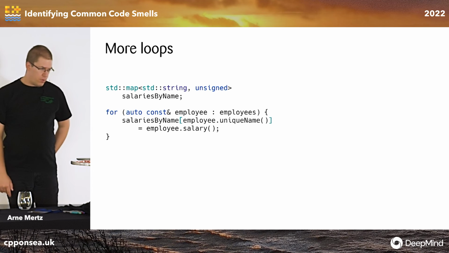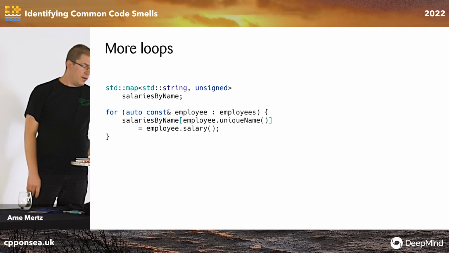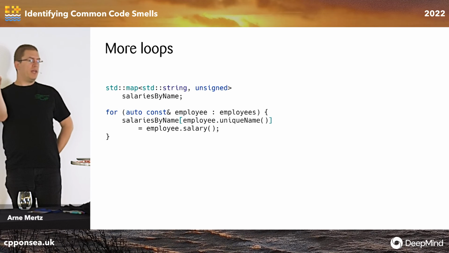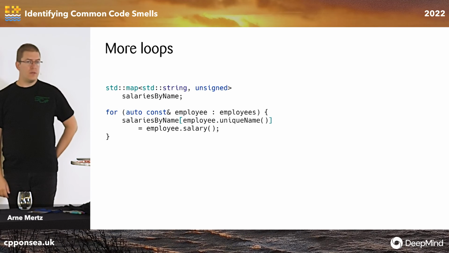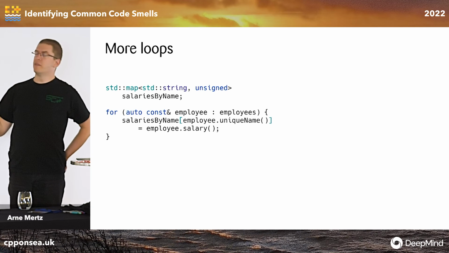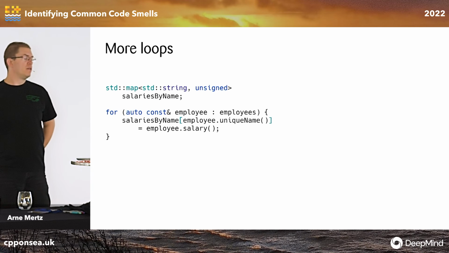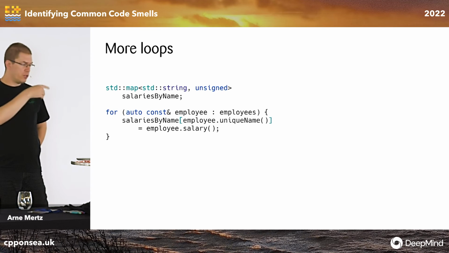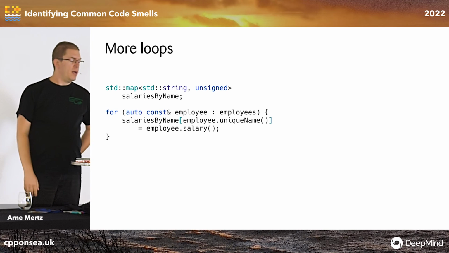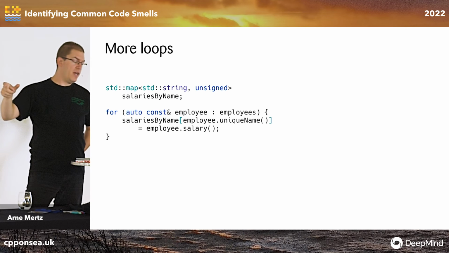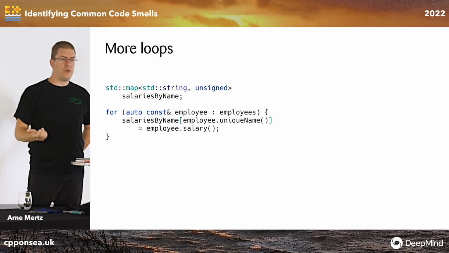Let's do something more complex. We have a map where we want to have the salaries by name of the employee. And the naive case again is we take a loop over our employees, over the vector we had, or over the original container, it doesn't matter. And we say, okay, the salaries by name, so in the map, the entry for the employee name is the employee salary. Pretty simple, right?